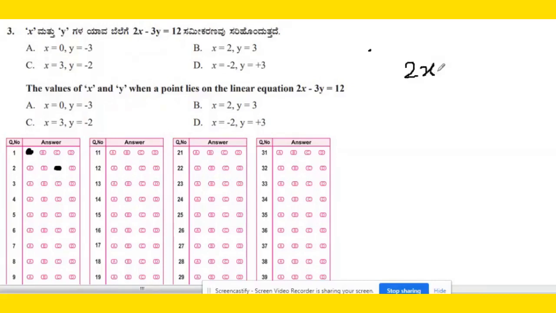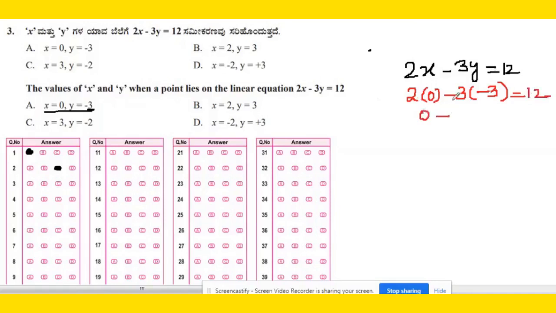Let us replace x value equal to 0 and y value equal to minus 3 in the linear equation 2x minus 3y is equal to 12. So the first option is x is equal to 0 and y is equal to minus 3. We will replace in the linear equation: 2 into 0, as the x value is given as 0, and 3 into minus 3, as the y value is given as minus 3. 2 times 0 is 0, negative into negative is positive, 3 threes are 9, which is equal to 12. 0 plus 9 is 9, which is not equal to 12. This is not satisfying the equation. So option A is not the correct answer.